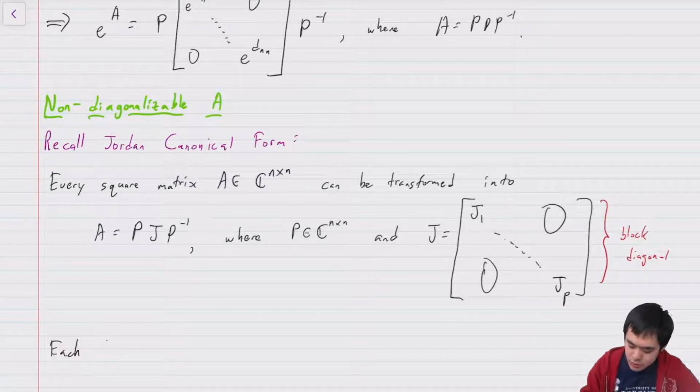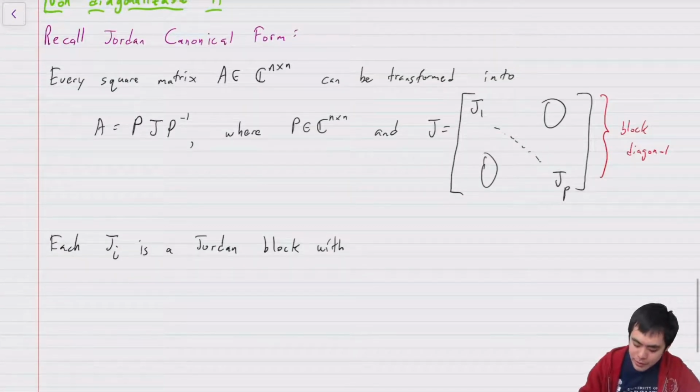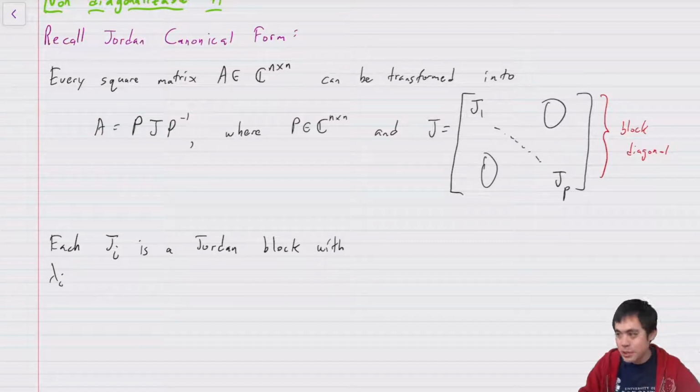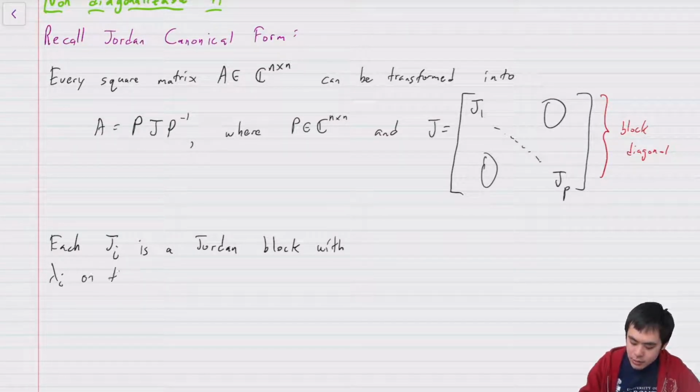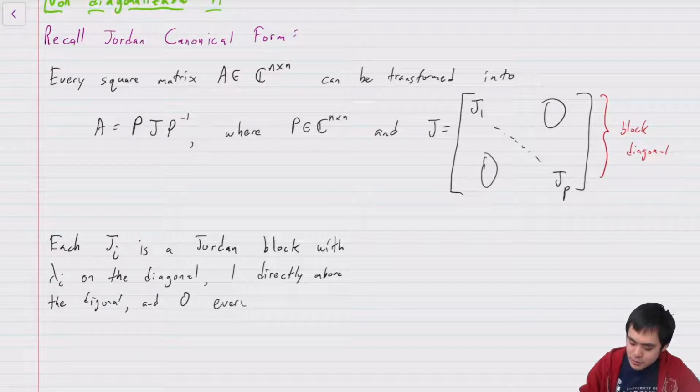And each J sub I is a Jordan block with some value lambda I. This turns out to be one of the eigenvalues on the diagonal, but the fact that they're eigenvalues isn't actually super important for our purposes today. We just care about the fact that there is a Jordan decomposition, where you have lambda i's on the diagonal and one directly above the diagonal, and 0 everywhere else.